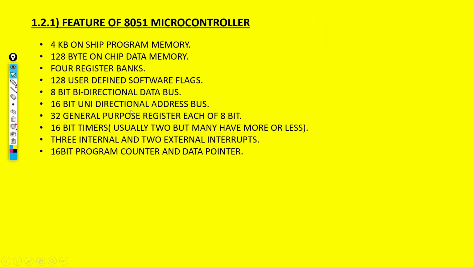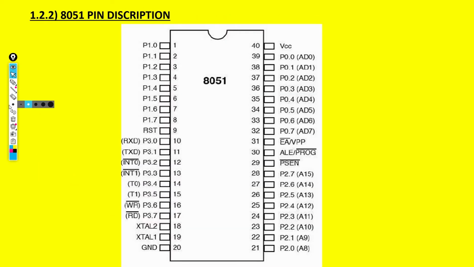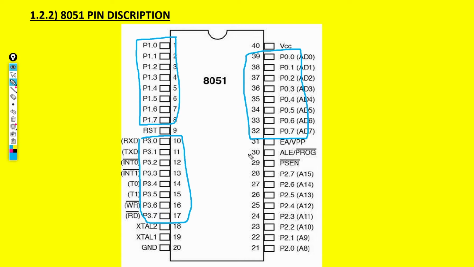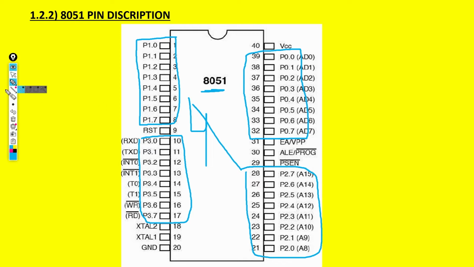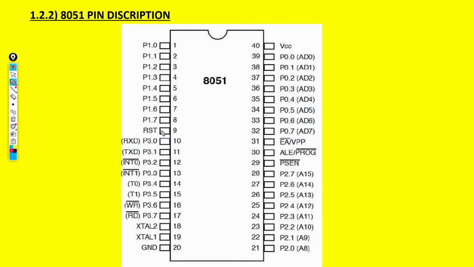Let's look at the pin diagram of the 8051. As you can see in the pin diagram, as I have told you earlier, there are four input output ports: one, two, three, and four. These are the four input output ports. Now, let's see what each port is doing.